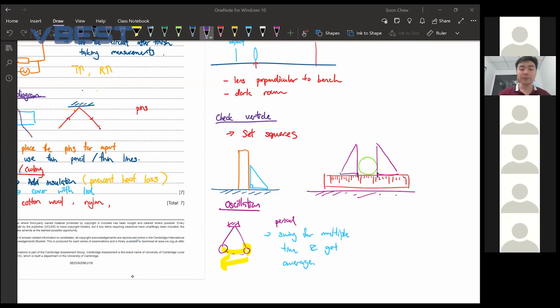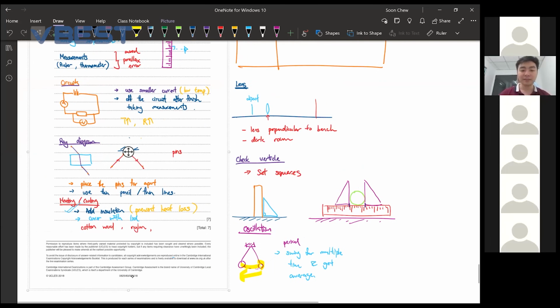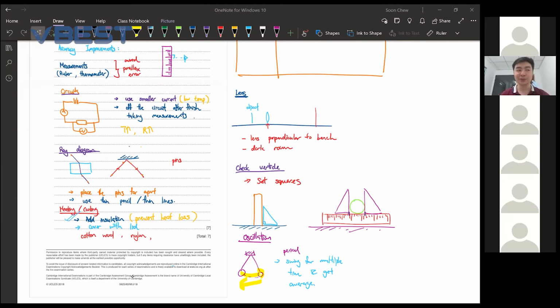Okay, so yeah, these are all the improvements that I can tell you guys. Any more questions from you all? If you guys want to screenshot, you can.